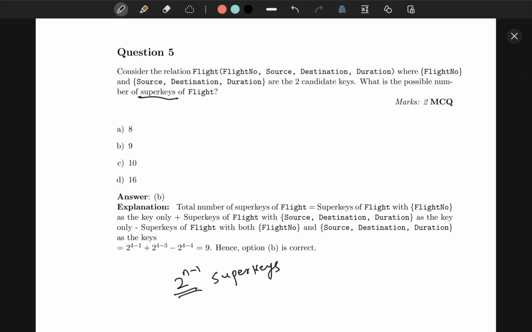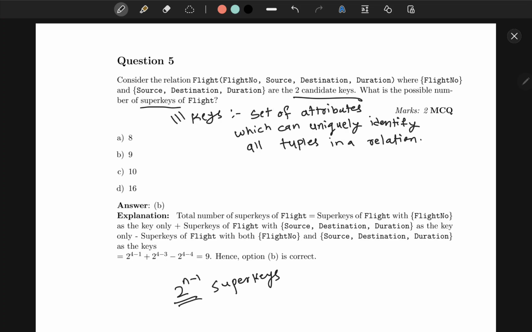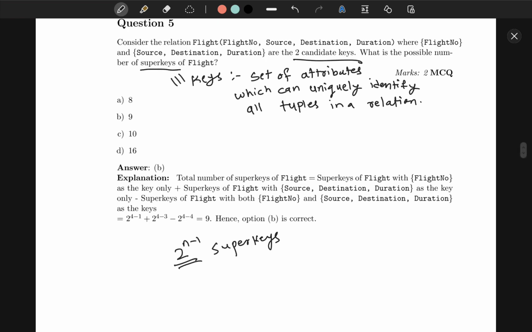Here again we are given a relation which has 4 attributes where flight number, source, destination, duration are 2 candidate keys. What is the possible number of super keys? So what are super keys? As I covered in the lecture, super keys are nothing but keys. That means the set of attributes which can uniquely identify all tuples in a relation. So there is a formula for calculating super keys.